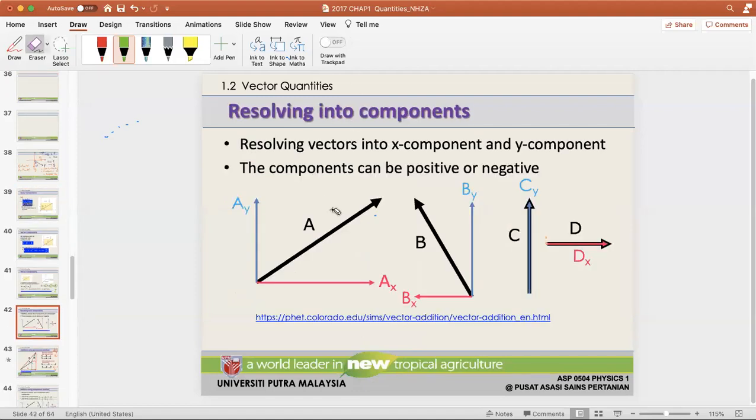So you should already know how to resolve A and B. It's easy. Given that you have the angle. Okay, so angle kat sini pun boleh. Theta 1, this is theta 2. Theta 1, theta 2, doesn't matter. You know how to do it already. What if they give you C vector like this and they ask, okay, so C vector is given, resolve C into its components Cx and components Cy. And for this guy, resolve it to Dx and Dy. How should you do it? Can anyone guess?